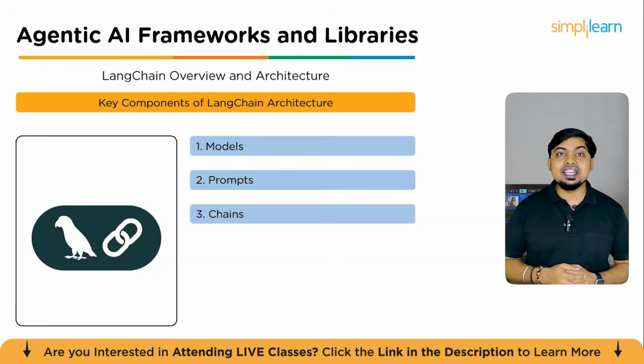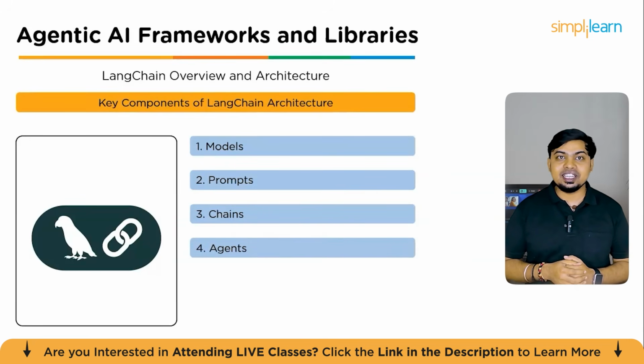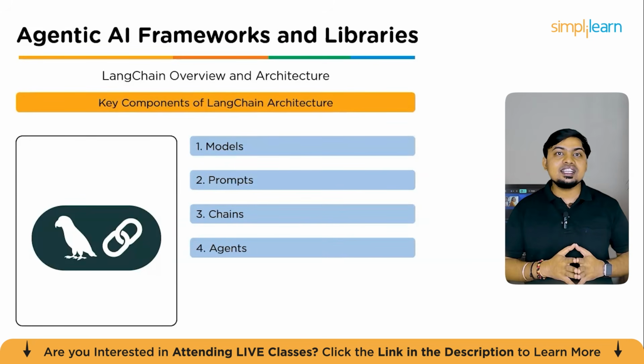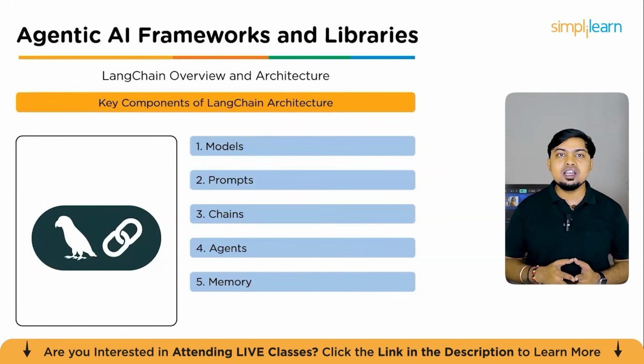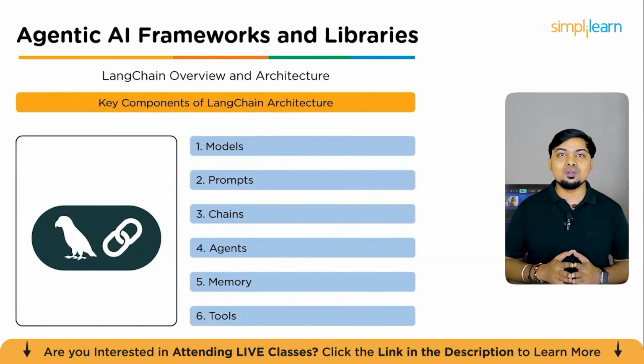Now, the fourth, agents. Agents introduce decision-making capabilities. Instead of predefined sequences, agents decide which tool to use, when to use it, and what action to take next. This is where autonomy emerges. Now, the fifth one. Memory modules allow agents to retain context across interactions. For example, conversation memory, summary memory, vector database memory, and a lot more. Now, the sixth one. Tools. Tools are what transform the AI agents into action-capable systems.